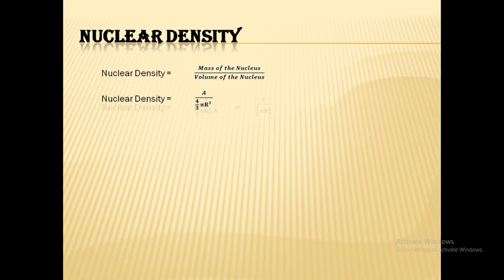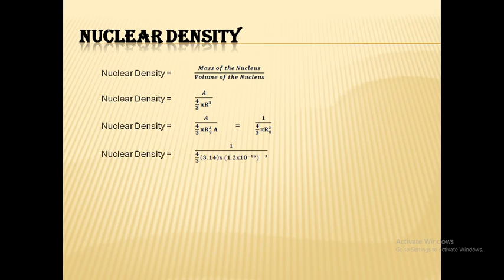The next property of nucleus which we are going to study is nuclear density. Nuclear density can be defined as the ratio of mass of nucleus and the volume of the nucleus. As we know, the mass of nucleus is given by A and the volume of nucleus is given by 4/3 pi r cube. It can be further simplified by putting the value of r is equal to r0 A to the power 1/3, and finally we get the value like this after putting the value of pi and the value of r0.